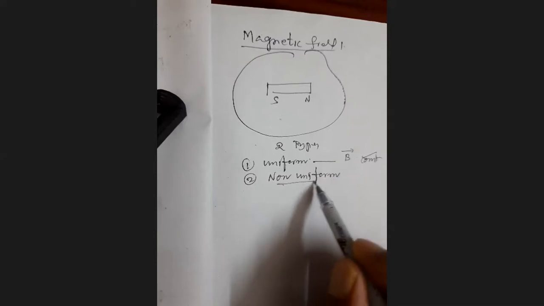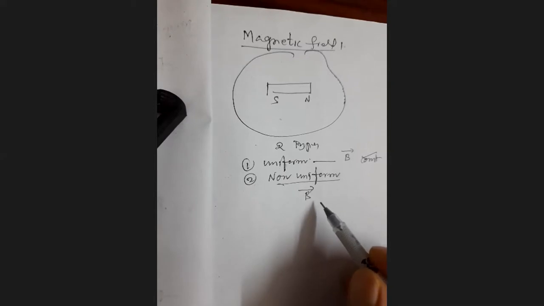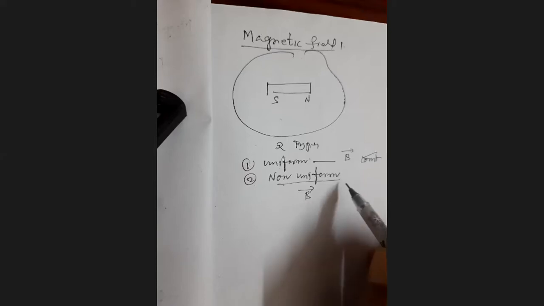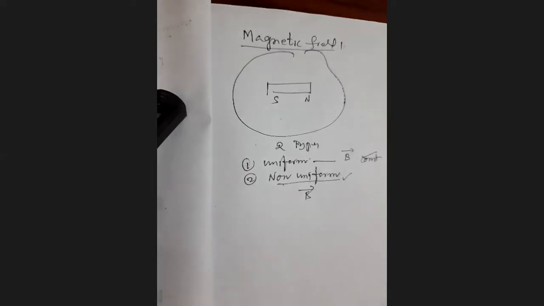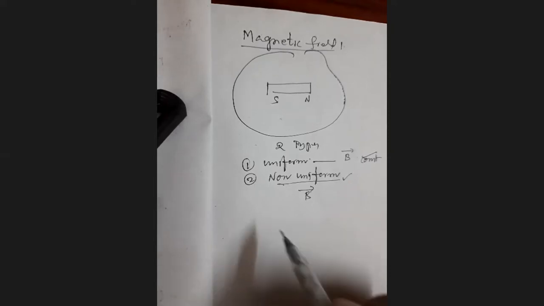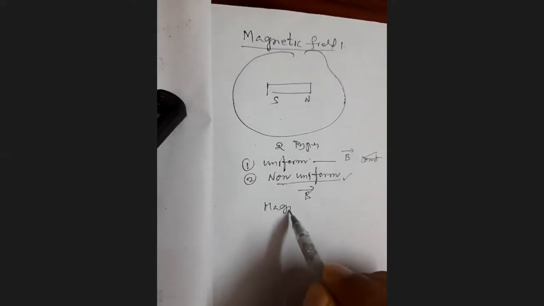The magnetic field in which the magnetic induction field strength is not constant at every point, so that it may differ in magnitude or direction, or both magnitude and direction, is said to be non-uniform magnetic field. Okay, uniform, non-uniform. Now, what is the magnetic line of force?